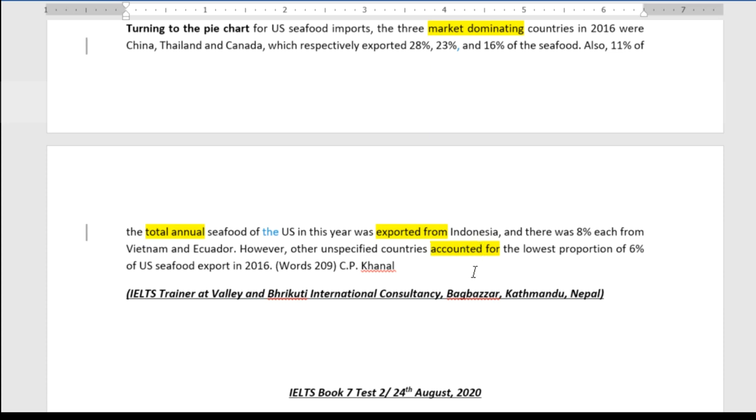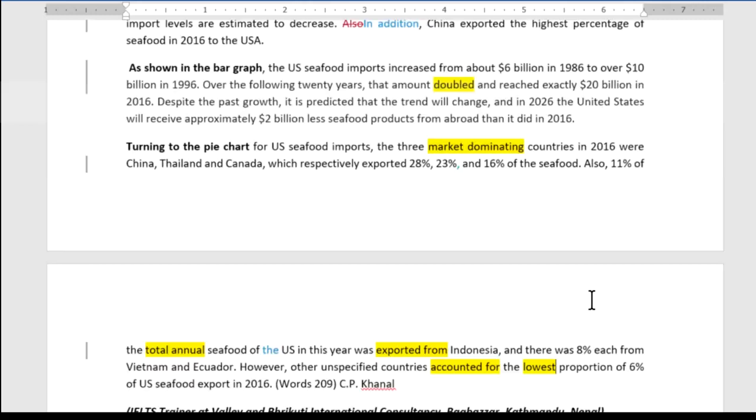I see words like witnessed. Other unspecified countries witnessed. Did they? Did they really witness it? It's okay. There's nothing wrong with witness, but accounted for is even better. And then we've got superlative lowest. So we've got low, lower, lowest. Lowest is correct.